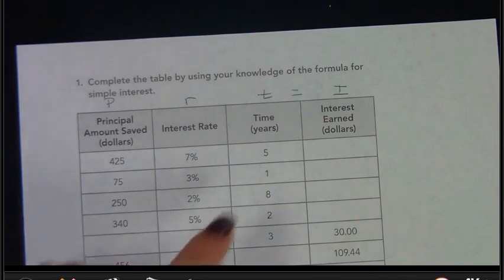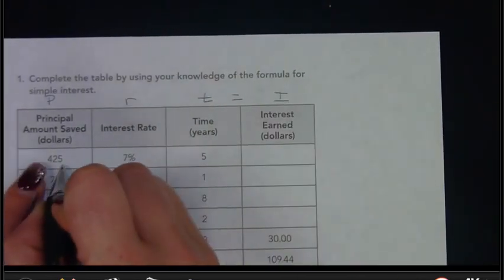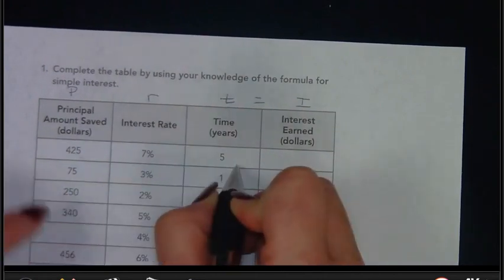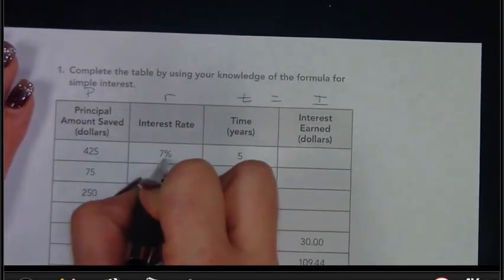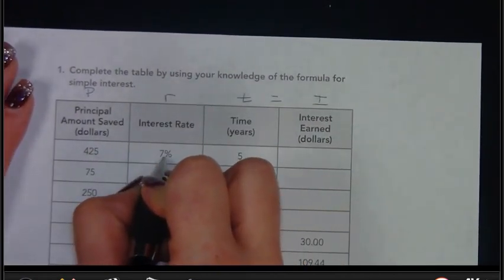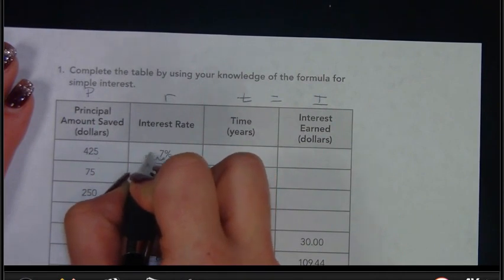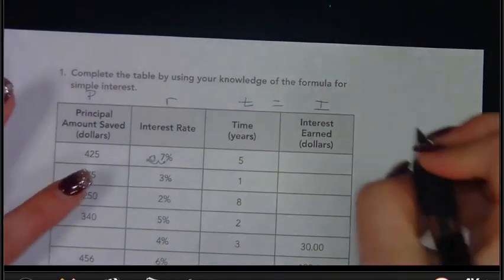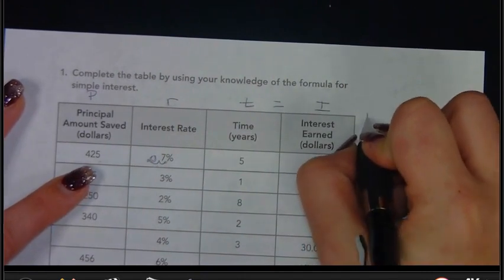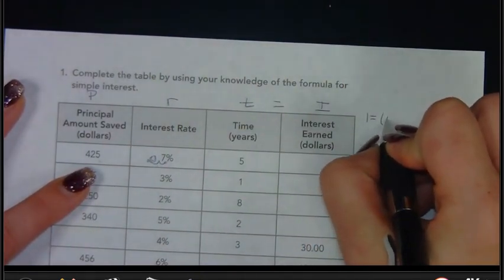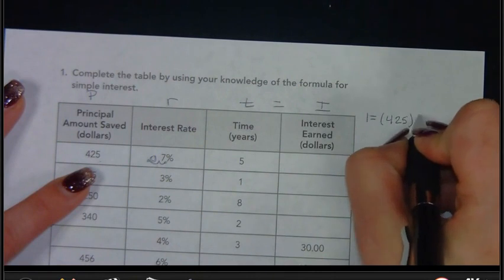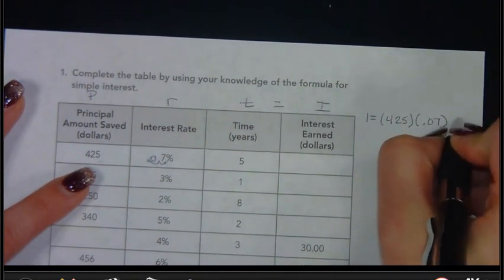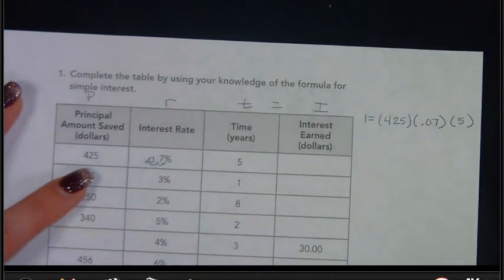Okay, perfect. So I know my principal, I know my rate, and I know my time. Let's go ahead and change 7% into a decimal. So move the decimal 2 times to the left. So 1, 2, to have 0.07. And let's go ahead and write our formula. So I is equal to 425 times 0.07 times 5.